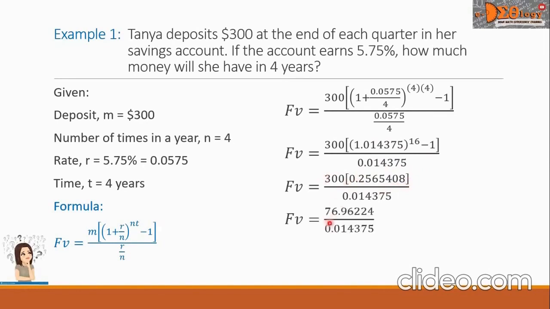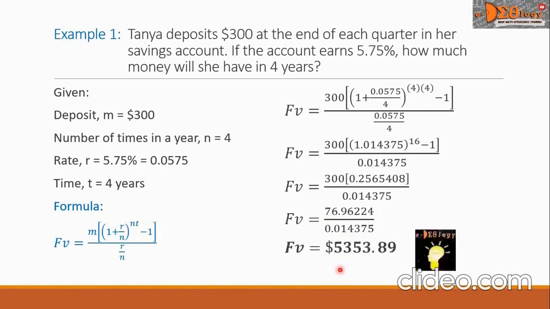So the answer is 76.96224. And this will be divided by our denominator 0.014375. And the quotient will give us 5,353.89. This is our final value after 4 years. Of course, we will not forget the dollar sign. This is our final answer.